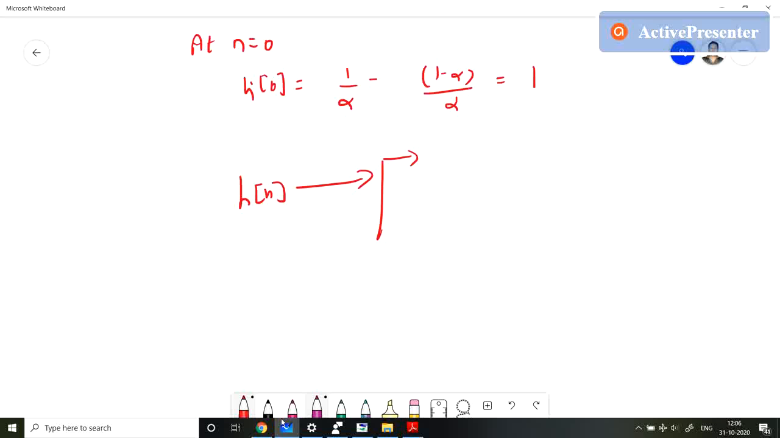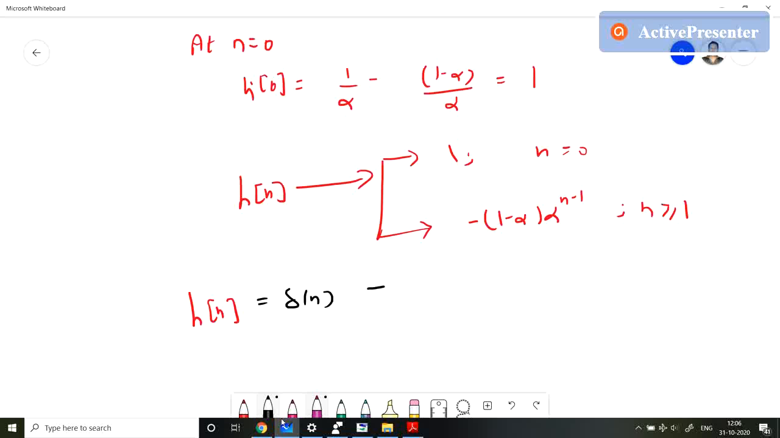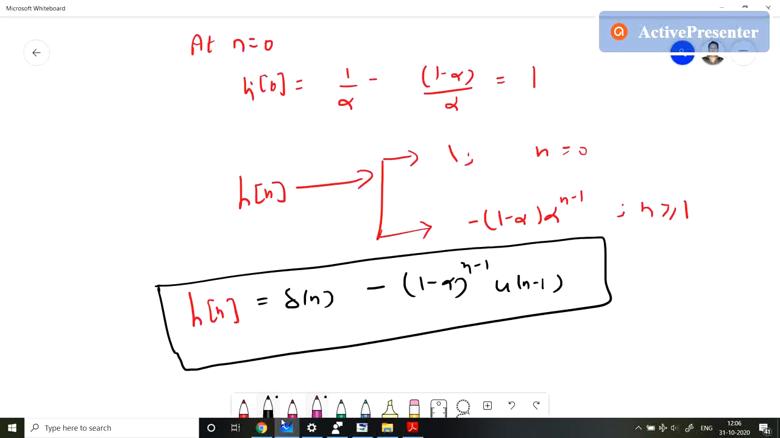So we have 1 when n is equal to 0, and we have minus (1 minus alpha) alpha raised to the power n minus 1 when n is greater than or equal to 1. So when n is greater than or equal to 1, this is our solution, and when n is equal to 0, this is our value of h(n). So h(n) is equal to del(n) minus (1 minus alpha) alpha raised to the power n minus 1 u(n minus 1). So this is the simplest solution of h(n).